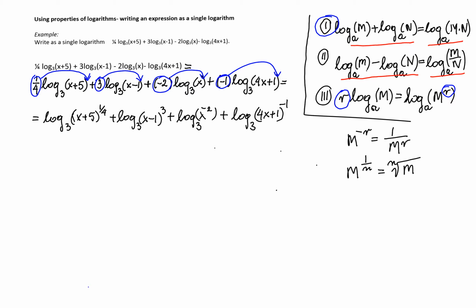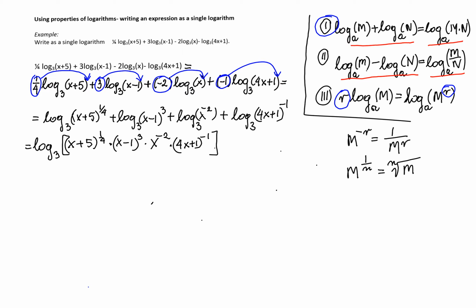We can use the product rule, the first property listed on the right, and combine all those logarithms and write it as the logarithm of the product of all the entries in each logarithm. So that's going to be logarithm to the base 3, x plus 5 to the power 1/4 times x minus 1 to the power 3 times x to the power negative 2 and times 4x plus 1 to the power negative 1.